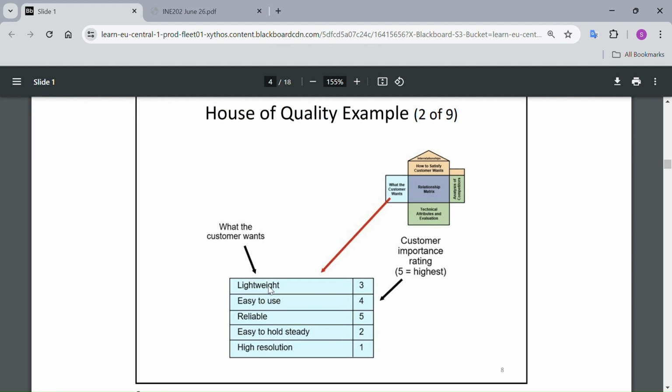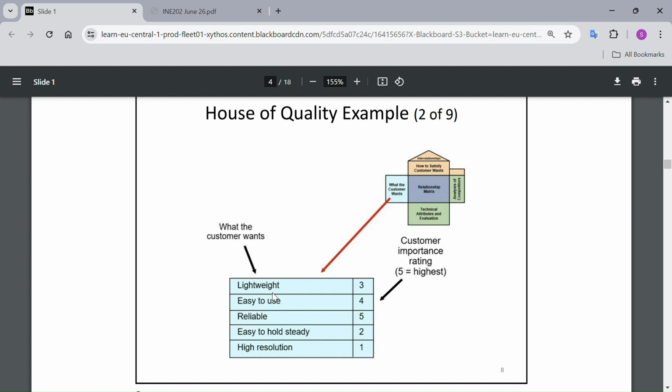Does he want lightweight, easy to use, reliable, easy to hold steady, high resolution? These are all metrics. Okay, and we also have the customer importance rating. So this can be gathered from surveys, asking the customer directly what he wants. For example, I'm going to go to the streets and ask someone, what would you like in a camera? What are the most important metrics in a camera for you, or the most important aspect?